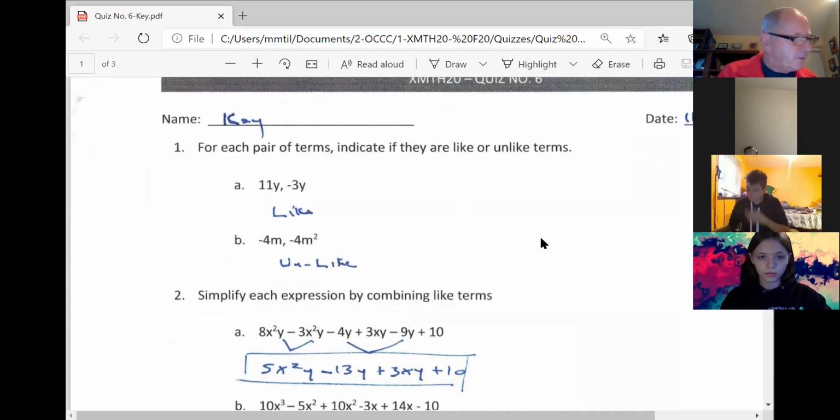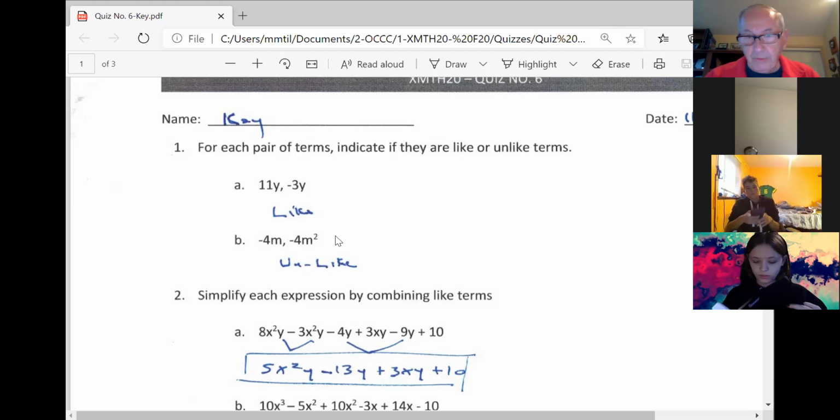You guys didn't do too bad on this quiz. It wasn't too much that was missing. The first one was identifying pairs. The reason we want to understand that is because that's how we can collect and simplify things, by combining like pairs. When you see 11y and minus 3y, they both have the common variable of y, just with a different constant, so obviously you can combine these. They're like pairs. Unlike pairs, you've got an m and an m to the second power. You can't combine those.